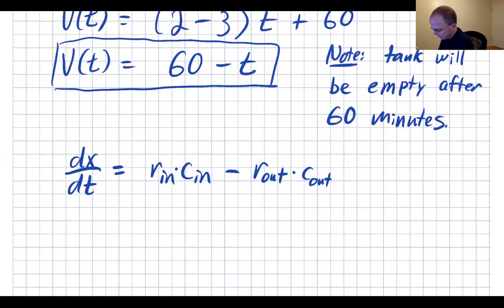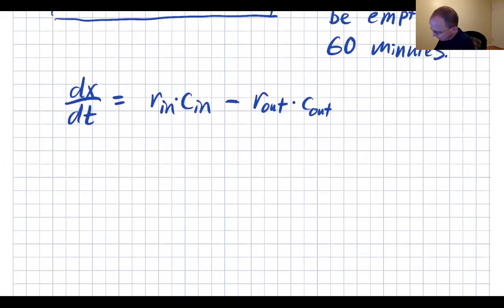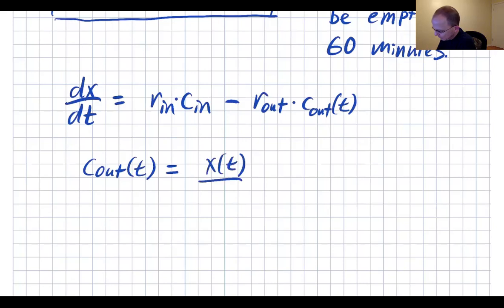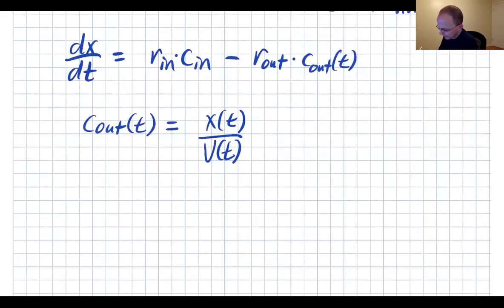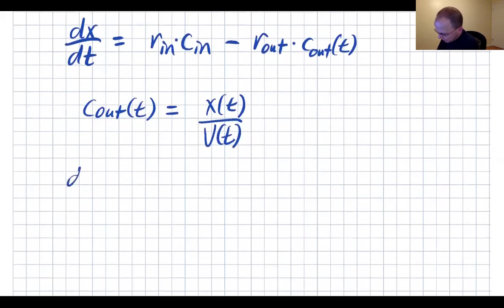Yes, that was it. Okay, but we know that the concentration coming out is a function of t. And what was the concentration coming out at time t? This is the amount of solute in the tank at time t divided by the volume, right? That's how you measure concentration. Okay, so what is our differential equation then?